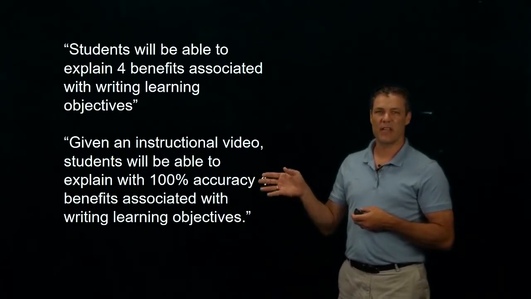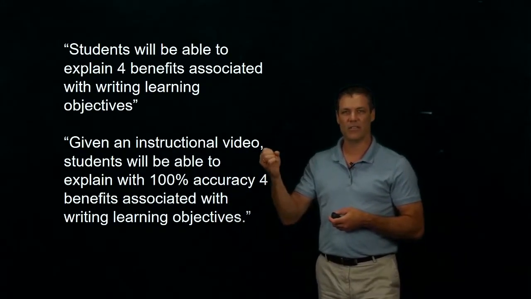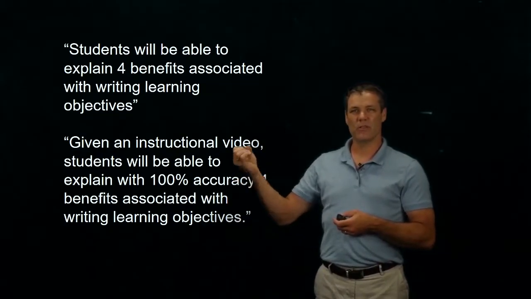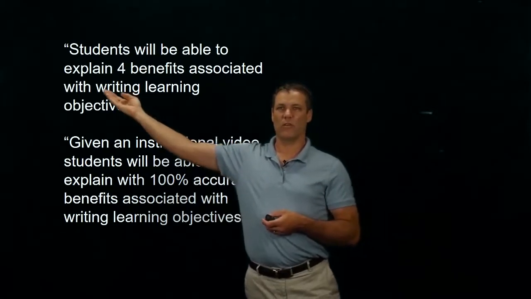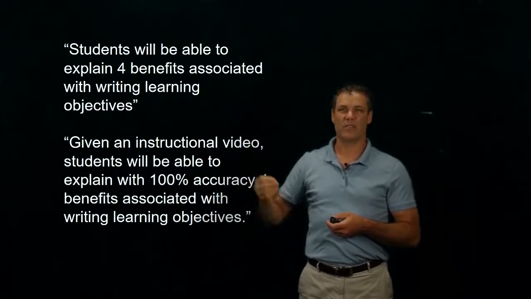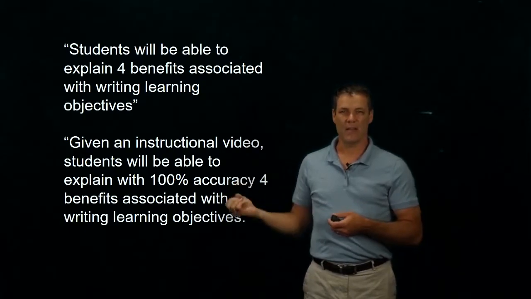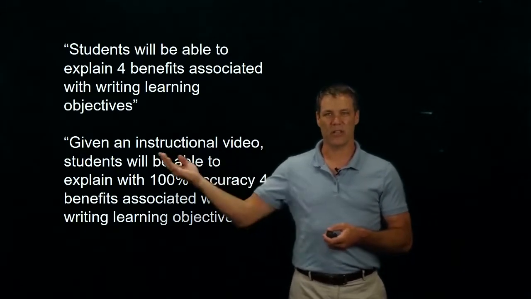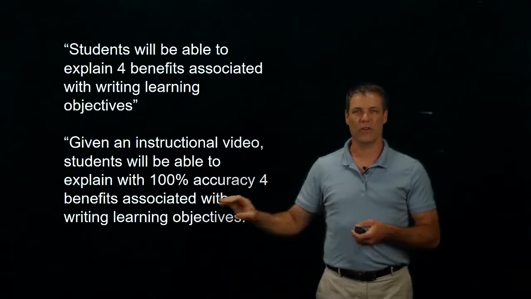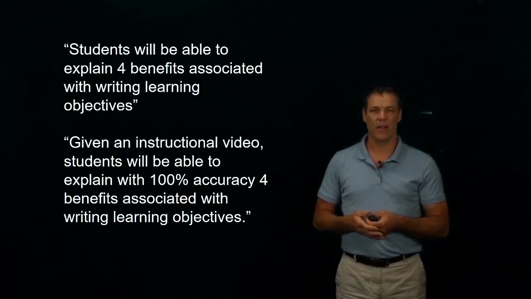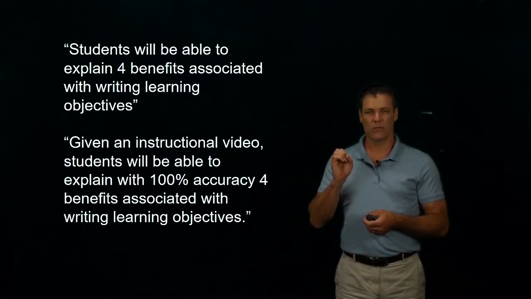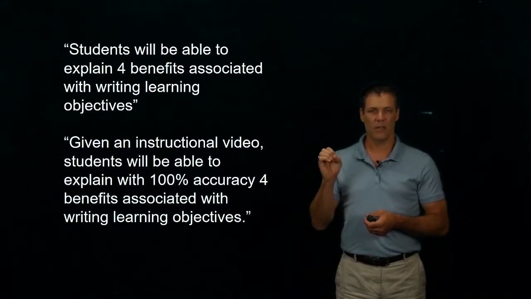Revisiting my objectives again, just to make sure we've clarified this, here are the two examples. They're student-centered: "Students will be able to." They are measurable: "Explain the 4 benefits associated with writing learning objectives." And in the last example, they are also a condition, "given an instructional video," and a degree, "within 100% accuracy." So look at these 2 objectives for a minute, and on your own, try to focus in on the audience, the behavior, the condition, and the degree.